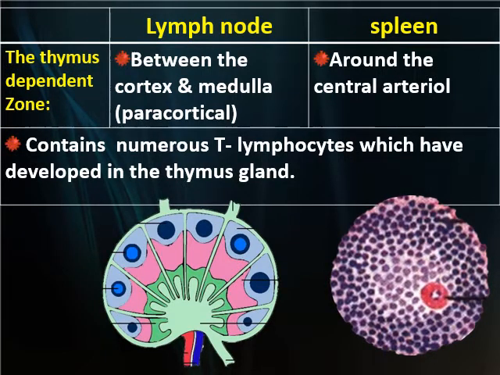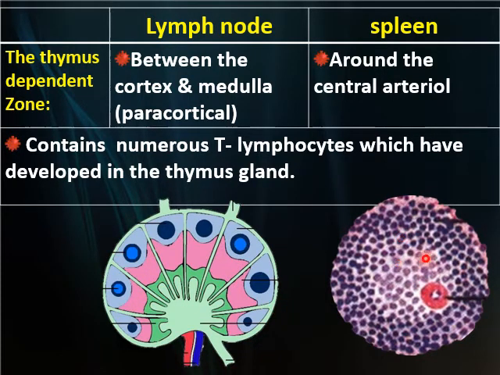What is the thymus dependent zone? It is the zone in which the T lymphocytes are present in the lymph node and the spleen. For the lymph node, the T lymphocytes are present between the cortex and the medulla in a part called the paracortical area.